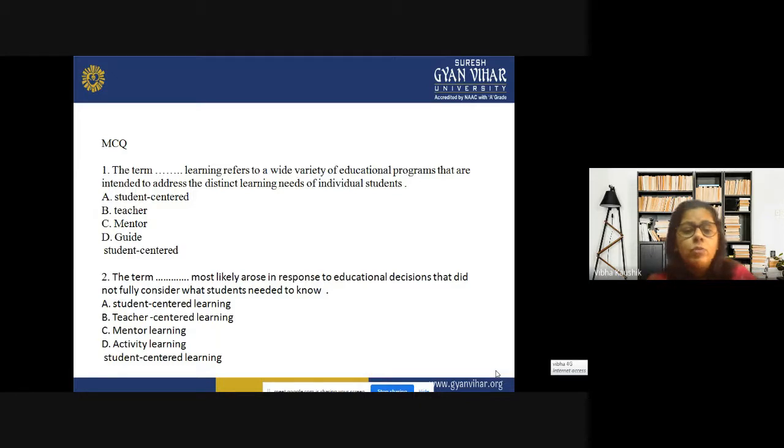Now the options are A student centered learning, B teacher centered learning, C mentor learning, or it's D activity learning. So the correct answer is option A, that is student centered learning.